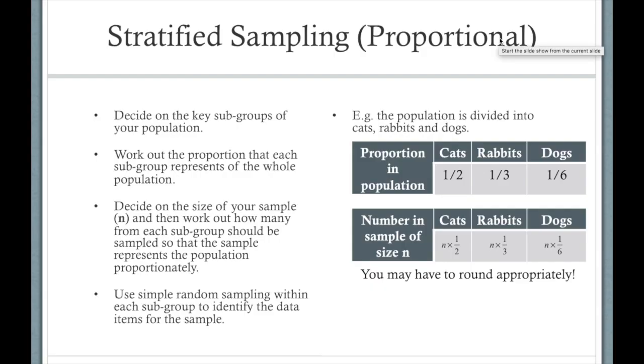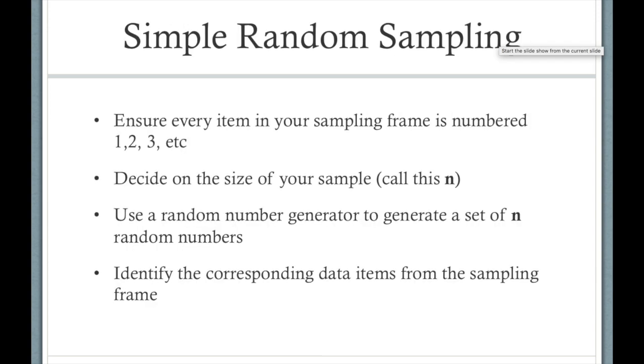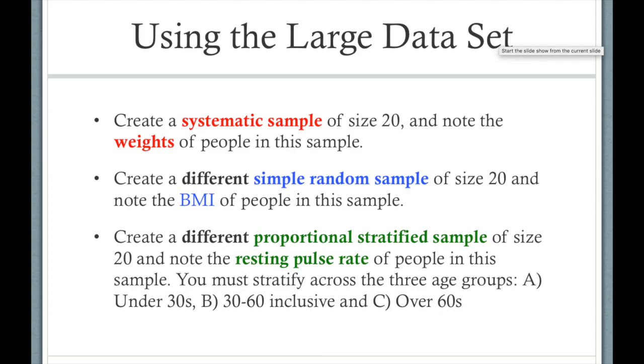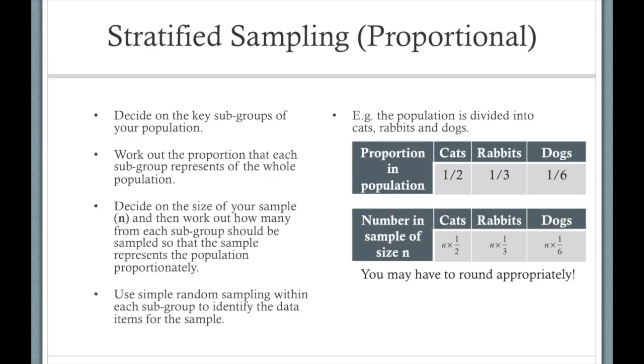So we're now going to have a look at how we might conduct a stratified sample, in fact a proportional stratified sample. Our aim is to create a sample of size 20, and we're going to stratify across 3 age groups: under 30, 30 to 60 inclusive, and over 60s. So this is how it works. We need to decide on the key subgroups of the population. Those are the 3 age categories I just mentioned.